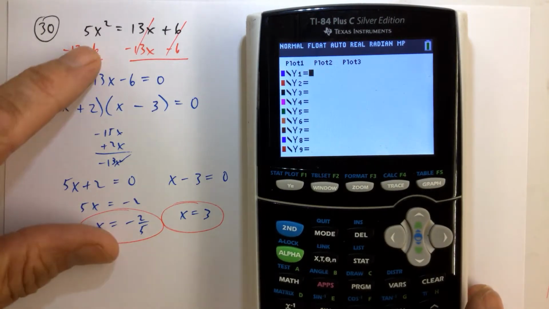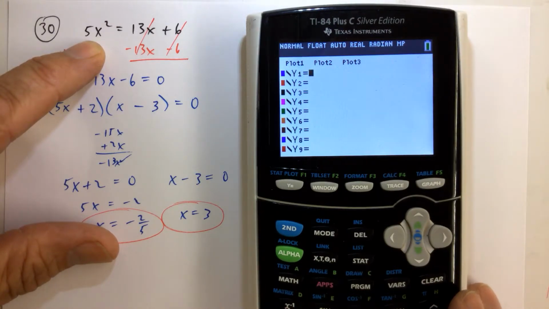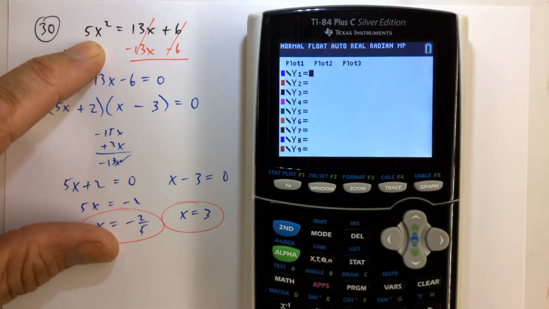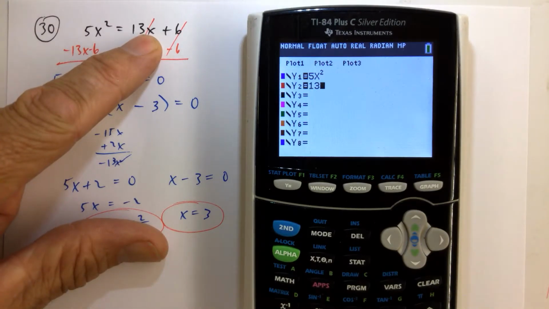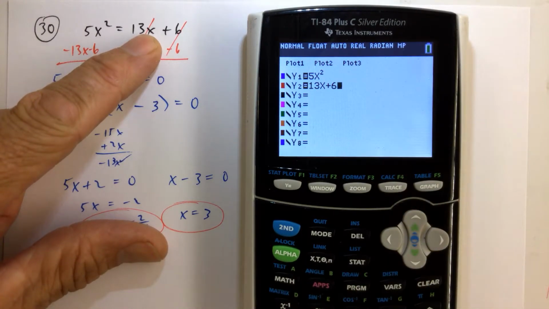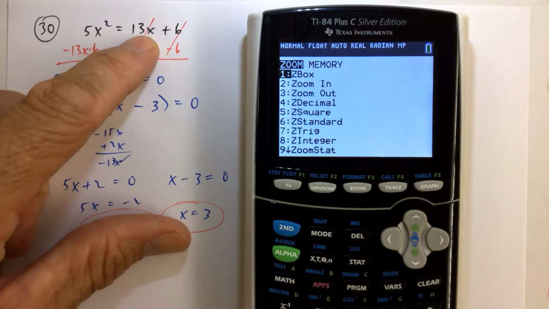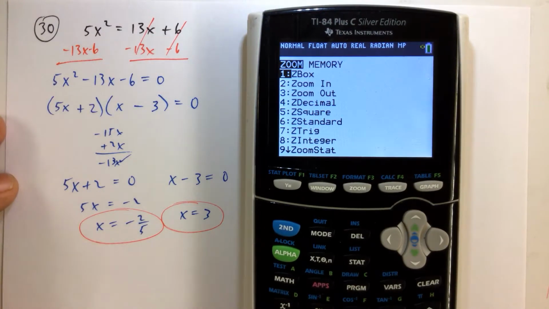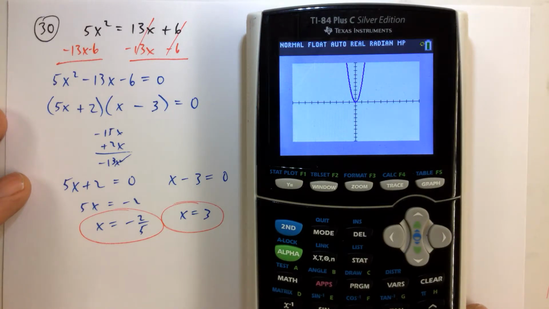So graphing this, or using our graphing calculator to solve this problem, we're going to let our left side, the 5x squared, be our y1, and then our 13x plus 6 is going to be our y2. Notice that we're going to set a quadratic equaling a linear, and that's okay. Again, do zoom 6, get the standard viewing window on your screen. We're going to have to do some adjustments here, because we know that there's two solutions.